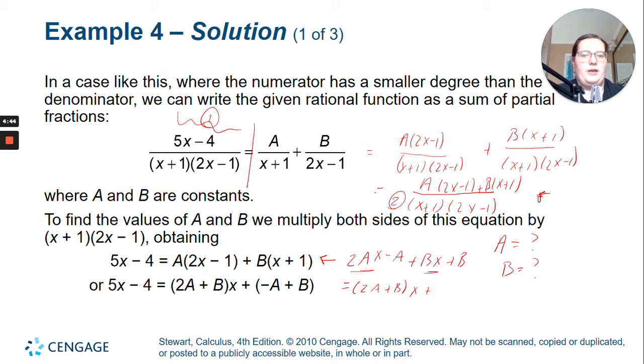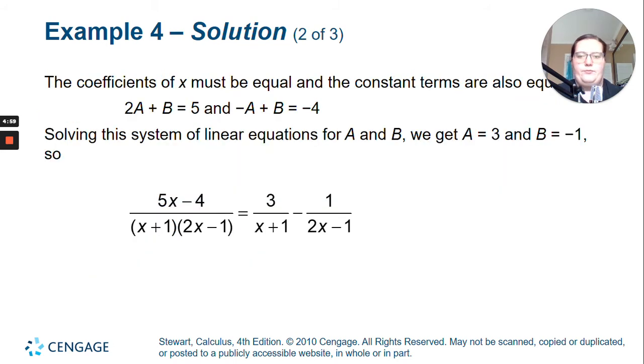And then I'm also going to look at my constant terms, so the terms with no x's. So negative a plus b. And that's where this line came from. So I grouped all my x terms, I grouped all my non-x terms, and I put those together.